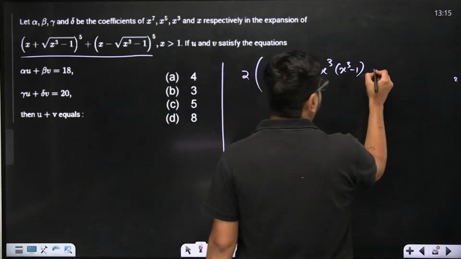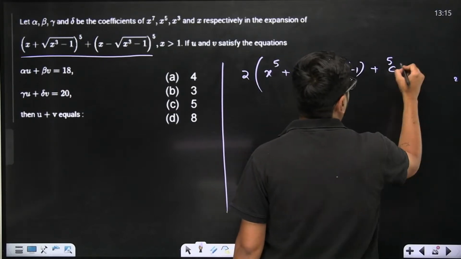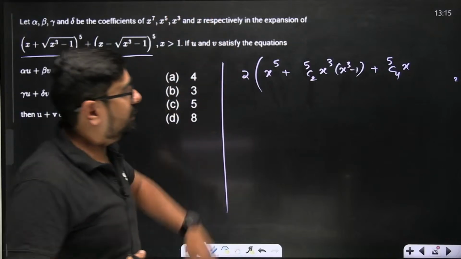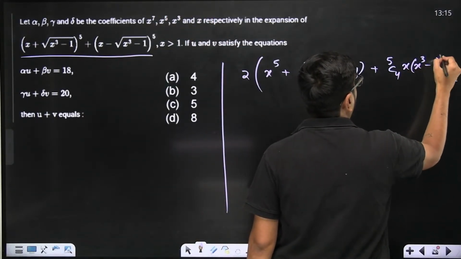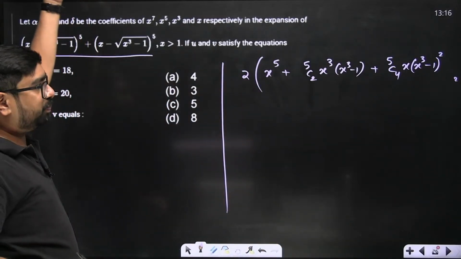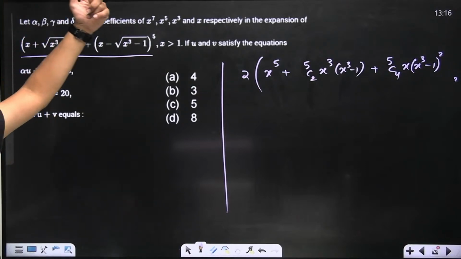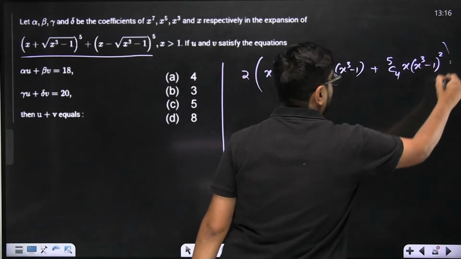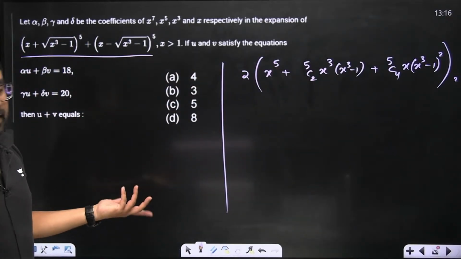And which term will come? 5C4 will also come. x to the power 1 will be there, but this root thing will have power 4, that means x cube minus 1 will be squared. And this is what we are going to have. Now, we can do the question very simply by just comparing the coefficients.